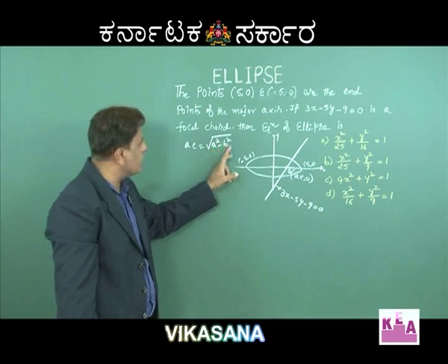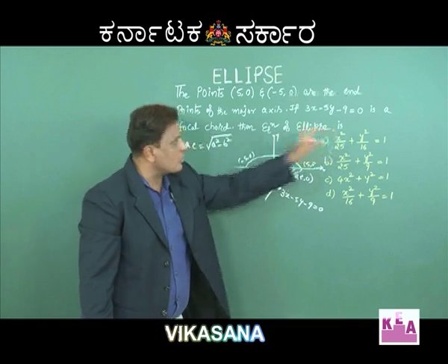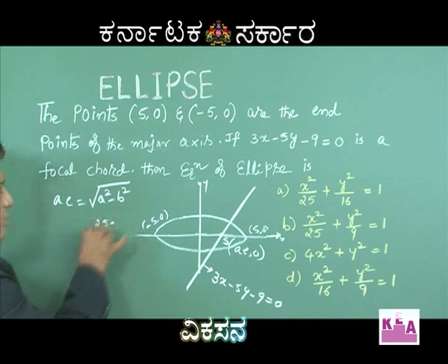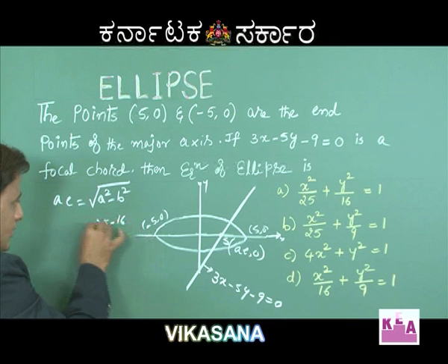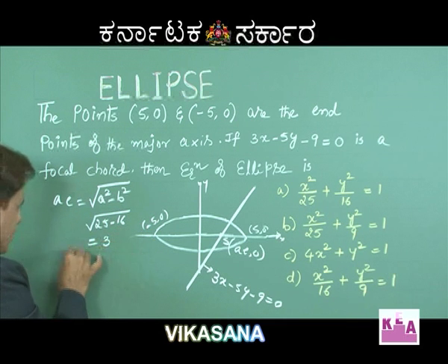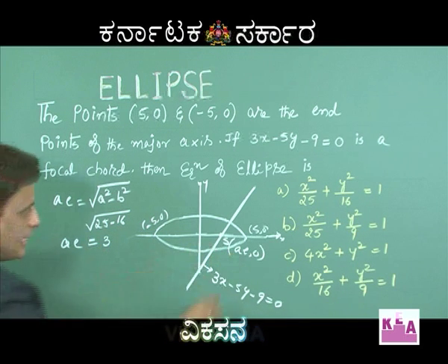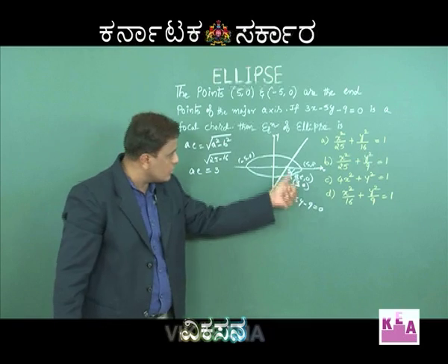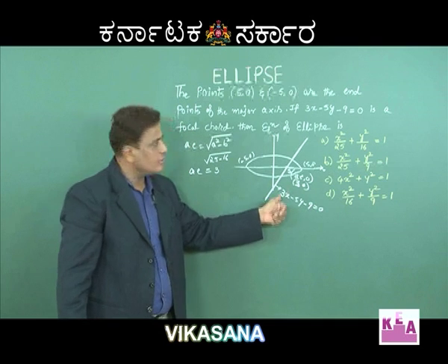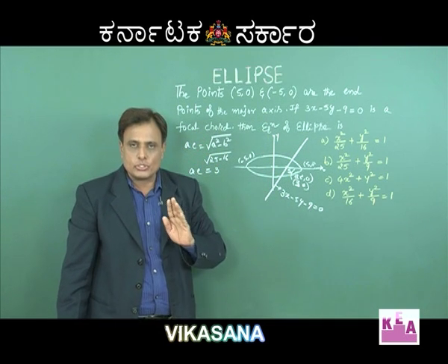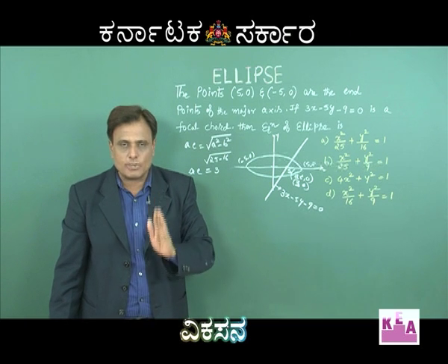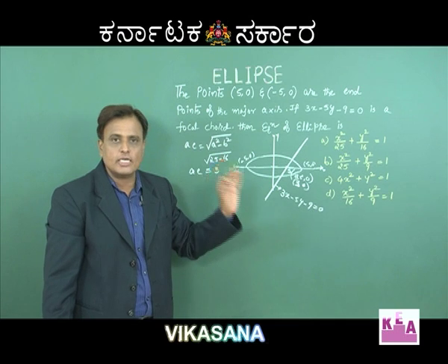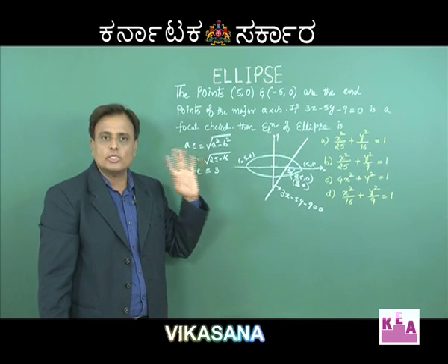First option: what is the value of a² - b²? The ellipse is x²/a² + y²/16, so a² is 25 and b² is 16. I think it will be 3. That means the point will become (3, 0). Immediately check it out. If this point satisfies, option A will be the right option. Please don't get confused. Again I will explain this part, very simple. There is no need to solve this question; easily, by simple substitution, we can solve this example.